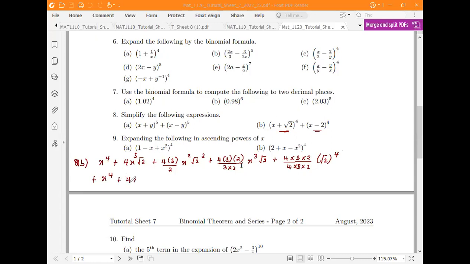plus 4 x power 3 minus 2 plus 4, 3 over 2 x power 2 minus 2 squared plus 4, 3, 2 over 3, 2 x power 3 minus 2, x power 1 now. The power of x are this one. And then minus 2 power 3. Then plus 4, 3, 2 over 4, 3, 2. And then minus 2 power 4. Yeah, so you just put those together now.